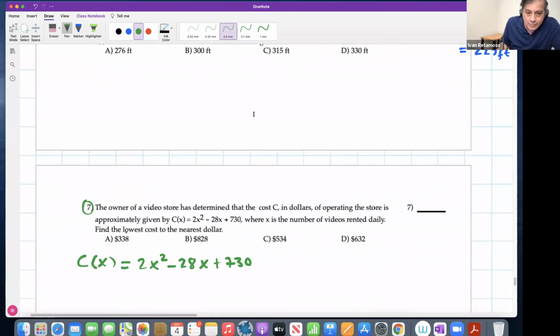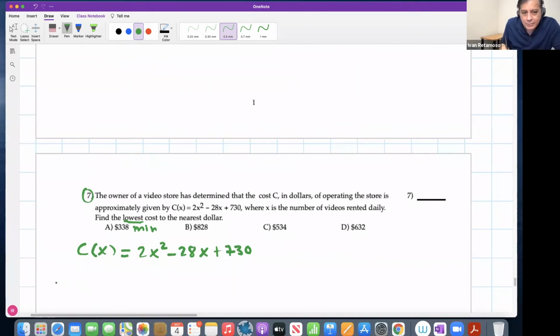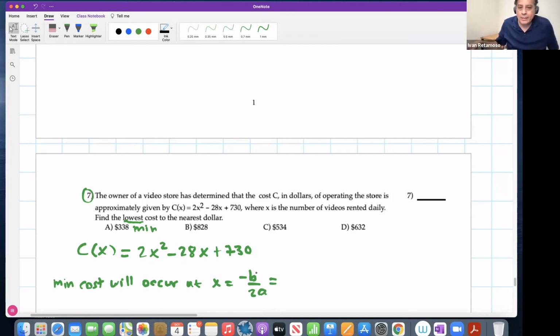Find the lowest, meaning the minimum, right? Minimum value, lowest cost, minimum cost to the nearest dollar. This is the function hint. The minimum cost will occur at x equal minus b over twice a, right? This is your A, 2, this is your B, minus 28. So plug this in. Once you get it, that will be the input value. You substitute that into your function, you should get the output value, right?